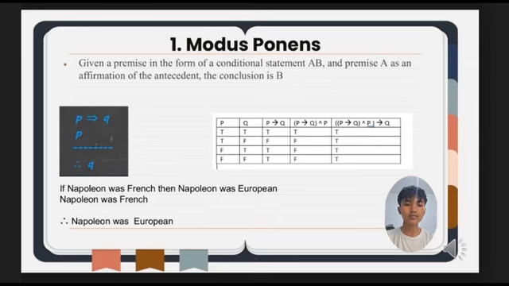Modus ponens takes two premises and one conclusion. If we have premise 1, P then Q, and premise 2, P is true, then the conclusion is that Q must be true. I will give an example in a sentence: if it's raining today, then the road is wet. Premise 2, it is raining, is true, then the conclusion is that the road is wet.